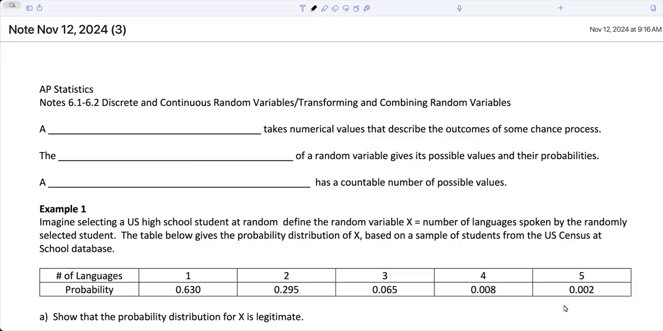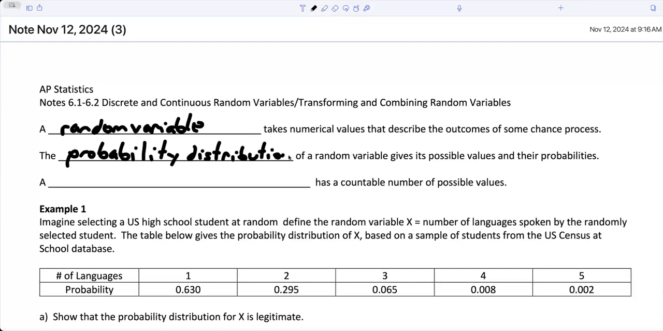Well, a random variable takes numerical values that describes the outcome of some chance process. And so the probability distribution of a random variable gives its possible values and then their respective probabilities.